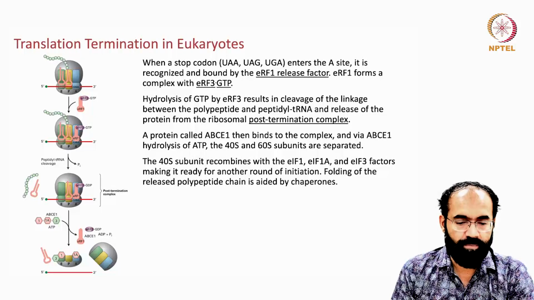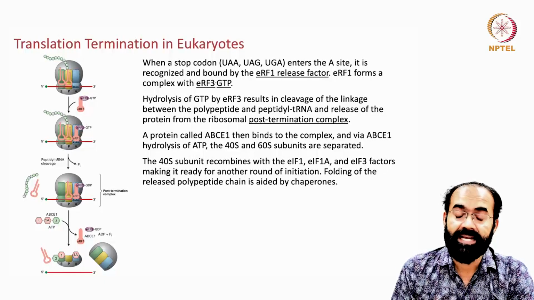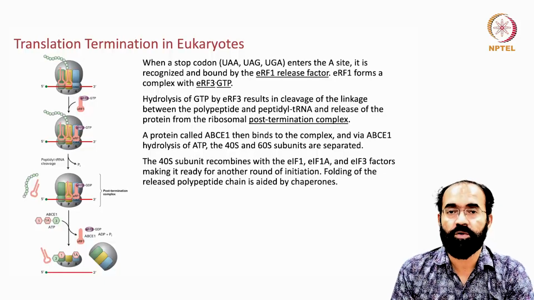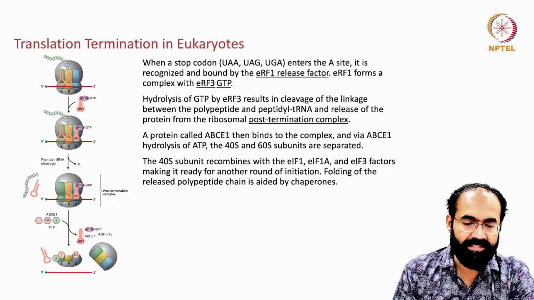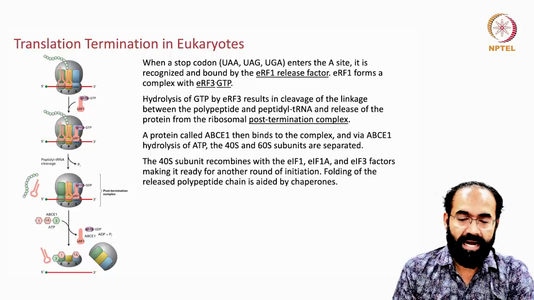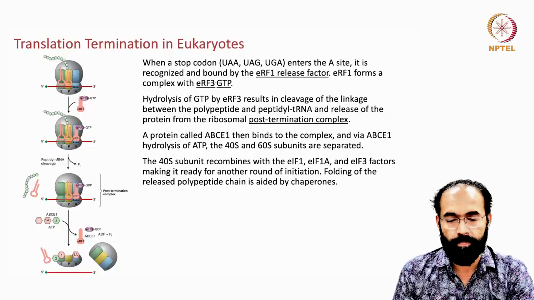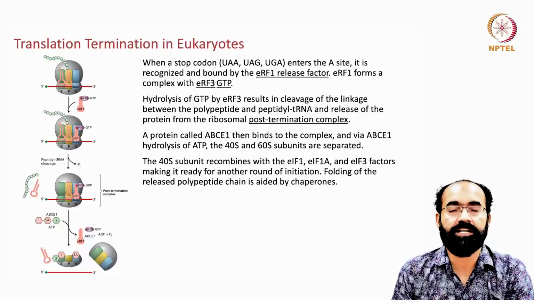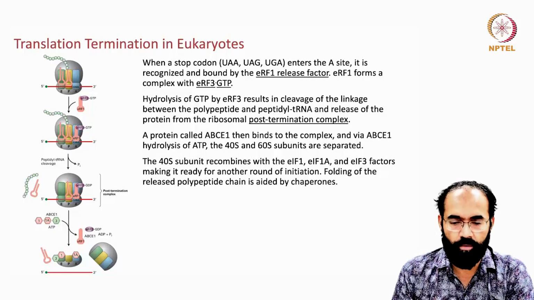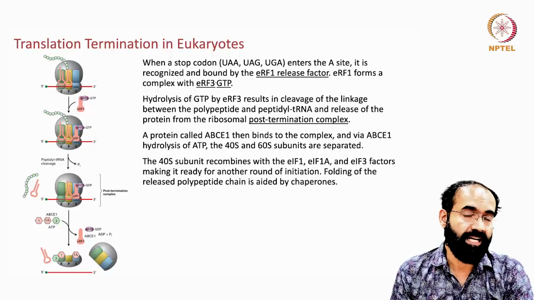and 60S subunits. The 40S subunit recombines with ELF1 and ELF1A, which are required for initiation in the next round of translation, and ELF3 factors, making it ready for another round of initiation. So 40S is readily going and interacting with the initiators, or part of the initiation complex. The folding of the released polypeptide chain is aided by various chaperones.